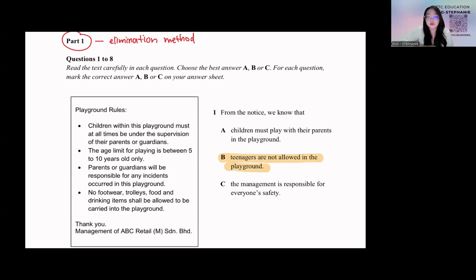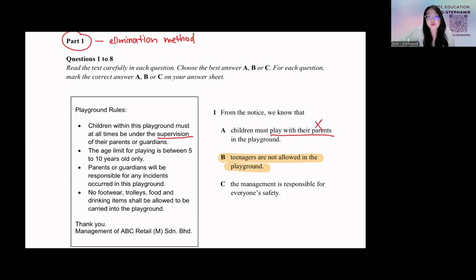I think this is a stronger reason. Okay, so A. Children must play with their parents in the playground. This is not correct. We don't have to play with parents, we only need supervision of parents and guardians. So because of this, the information is wrong. This is not your answer.